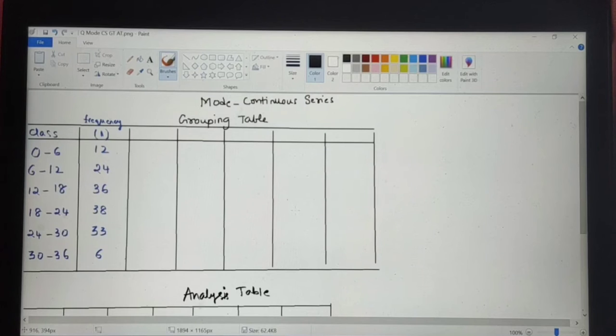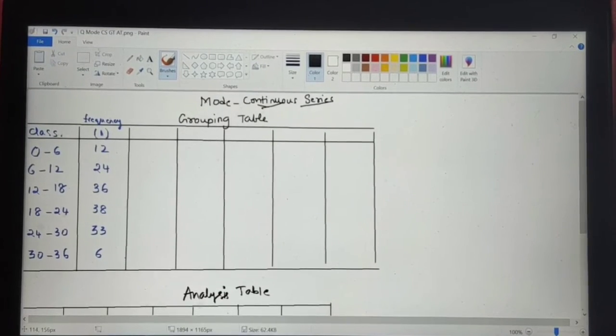Today we are going to deal with the topic mode under continuous series. Here I have a question given to me: calculate mode based on the given values. We have been given our class interval and we have been given frequency. Now we are supposed to do the grouping table.